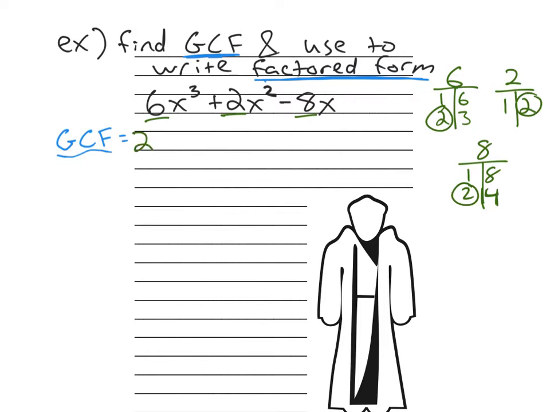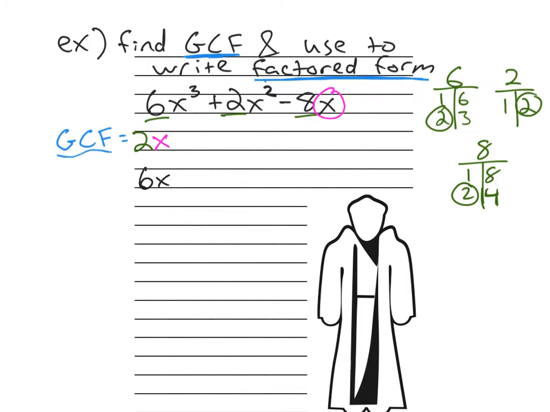Now we're going to look at the variables. We have x to the third, x squared, and x to the 1. Which one's the smallest power up here? X to the 1. That's going to be part of our GCF. So 2 times x. Now to write it in factored form, we're going to divide each term by the GCF.